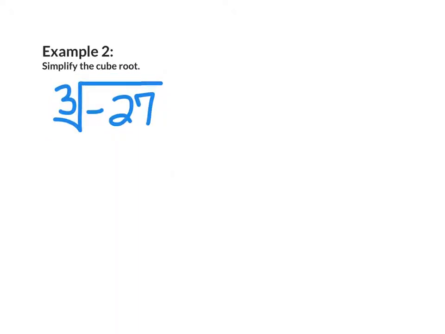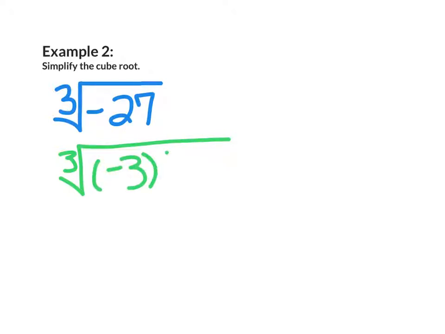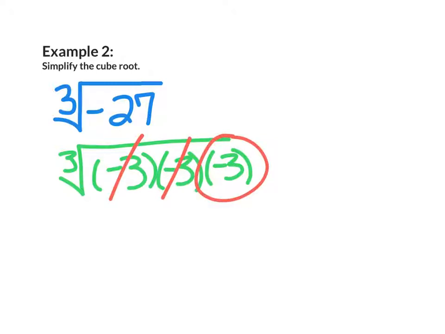Example 2. Simplify the cube root. I have the cube root of negative 27. This is possible. With cube roots or any root of a number that is odd, you can take the negative of it. So I can break down 27 into negative 3 times negative 3 times negative 3. So I have triplets. So 2 die, 1 escapes. So the cube root of negative 27 is negative 3.